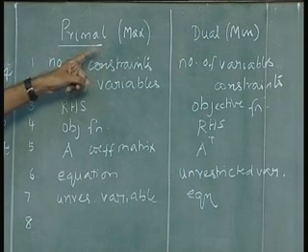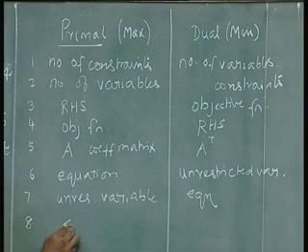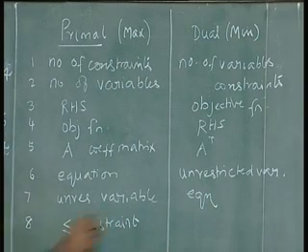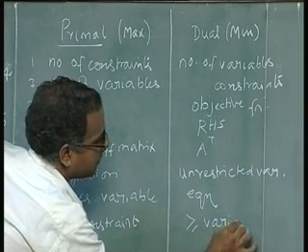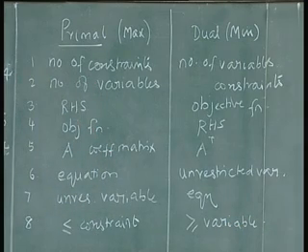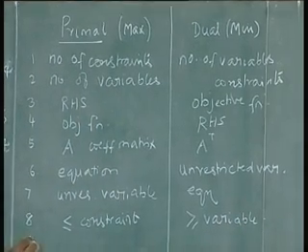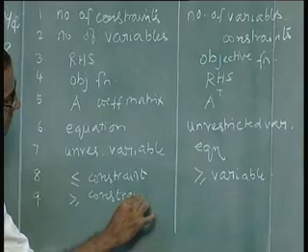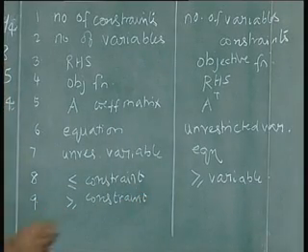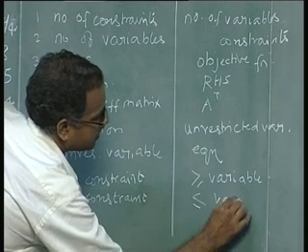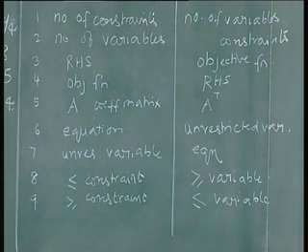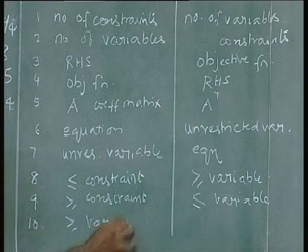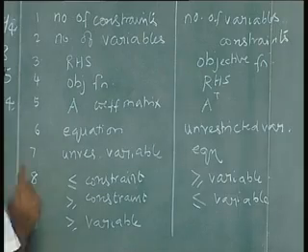Then comes the maximization problem. The desired type of constraint, less than or equal to constraint, will become a greater than or equal to variable, because greater than or equal to is always a desired variable, no matter what the objective function is. Maximization problem, greater than or equal to constraint is not the desirable one. So this will convert itself into a less than or equal to variable. Greater than or equal to variable is always a desirable one.